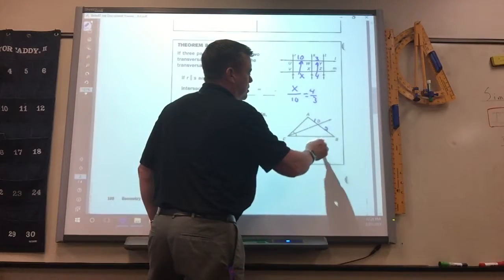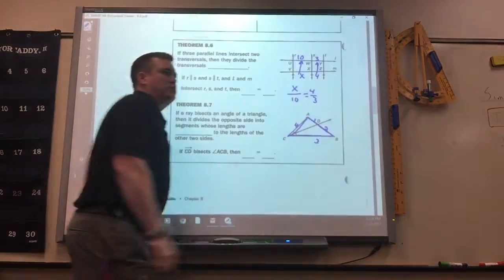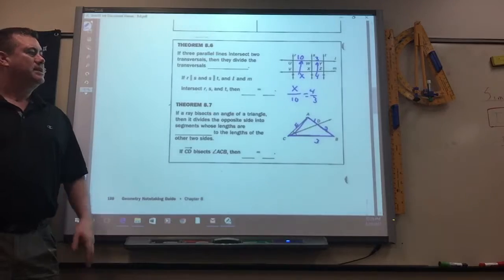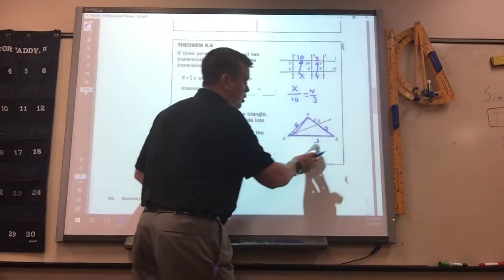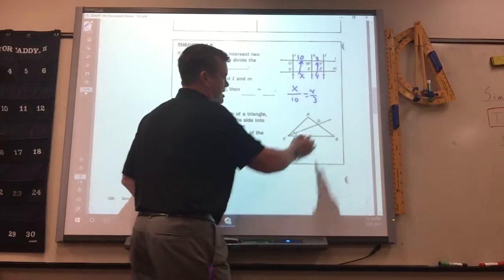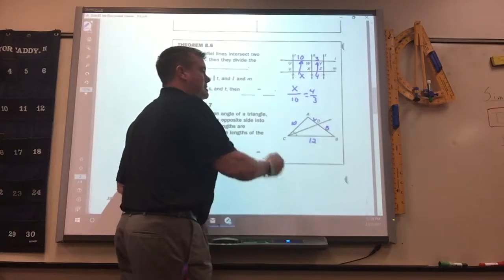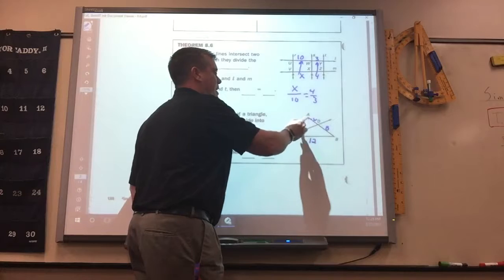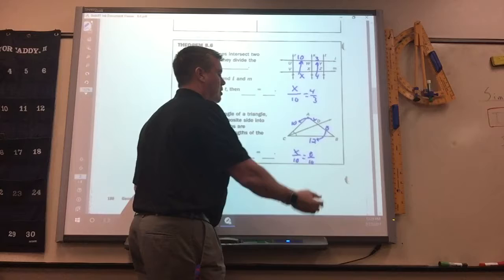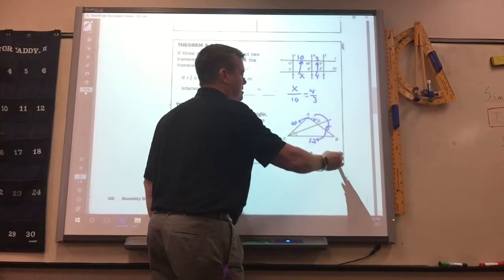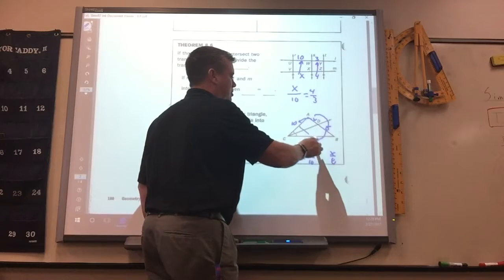There's 1, 2, 3, 4. This big triangle right here is broke into 4 different pieces. So you can write a proportion using these 4 pieces. So let's just say this is X and this is 10 and this is 12 and this is 8. Again, as long as you follow the same pattern, X to 10 equals 8 to 12. Or I could have went this way, X to 8, and then just follow the same pattern. Since I went this to this, I'd have to go 10 to 12.